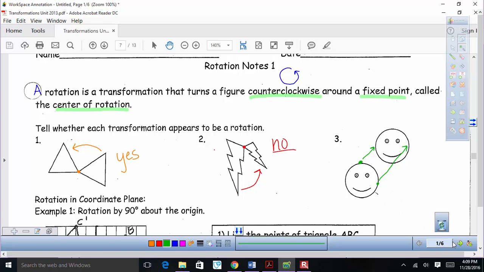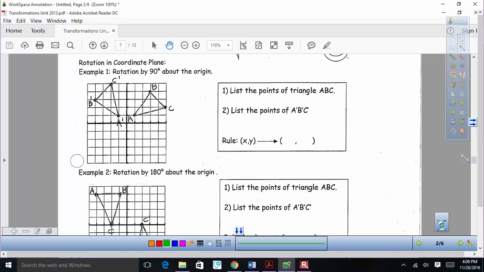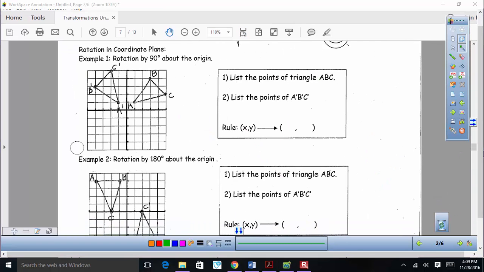So let's look at this on the coordinate plane. So number 1, we are looking at a rotation by 90 degrees about the origin. Now, the origin, just a recap, is this point 0, 0 right here. So we are rotating ABC right here around this point in this direction, counterclockwise. So let's discover the rule.